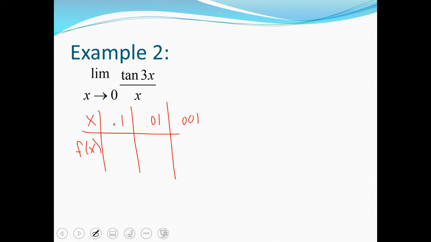Same idea with this one. The limit as X approaches 0 of tangent of 3X over X. We're going to get numbers close to 0 from both directions. So we would want to get close to 0. We'd do like 0.1, 0.01, 0.001. And then we'd also need to go from the left side.